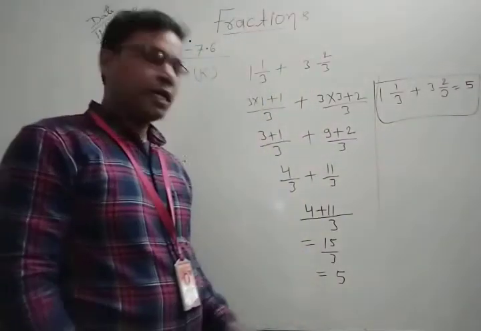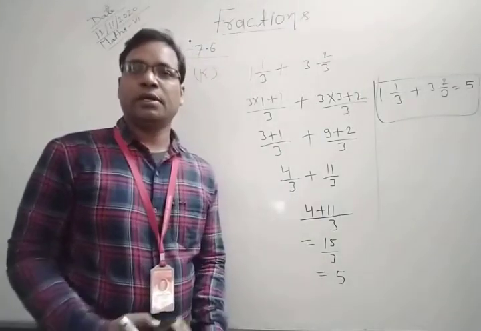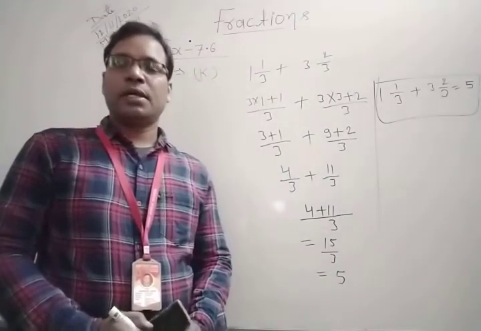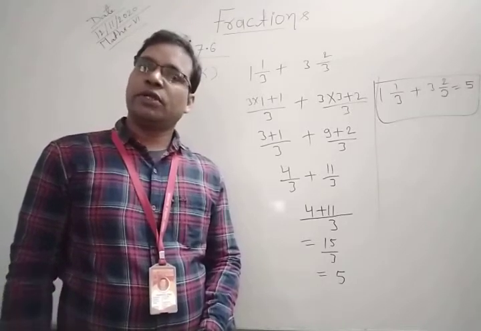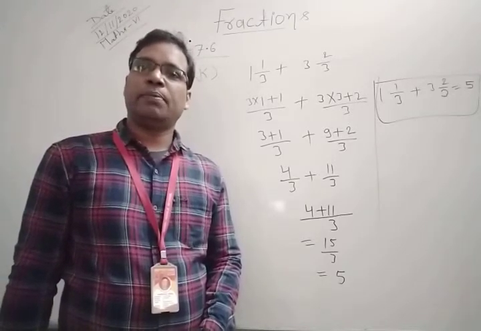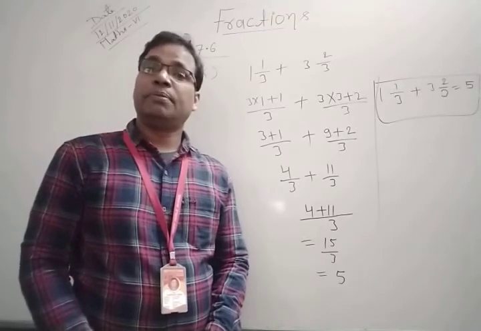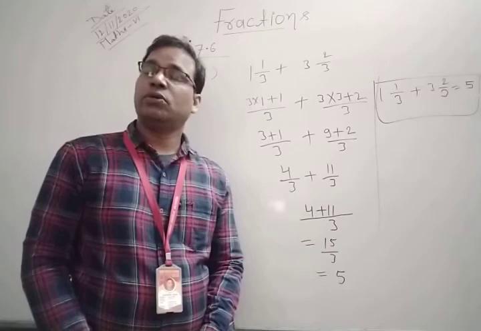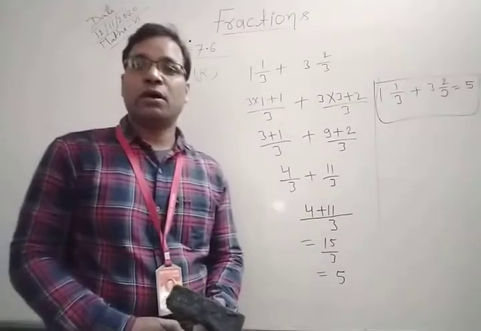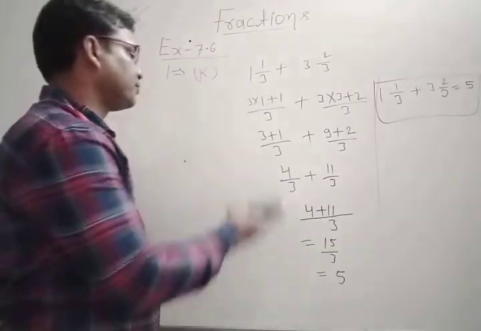Okay, if you divide 15 by 3, then you obtain 5. So students, I hope all of you understood these questions. Now we are going to the next question, part L of question number 1. Part L of question number 1 is 4 whole 2 by 3 plus 3 whole 1 by 4. So let's see how to solve this question.